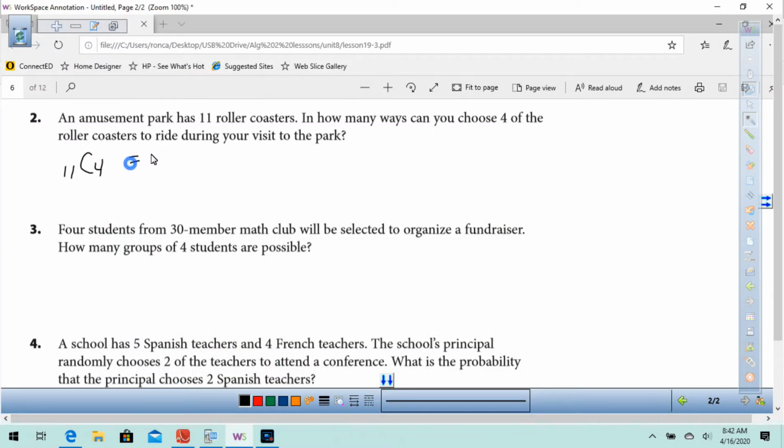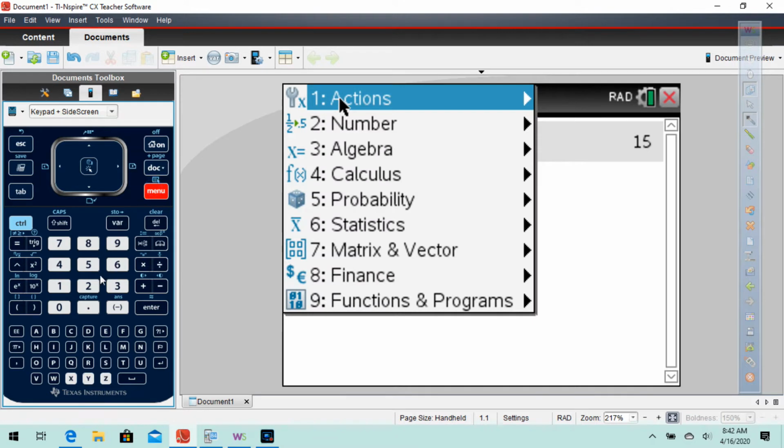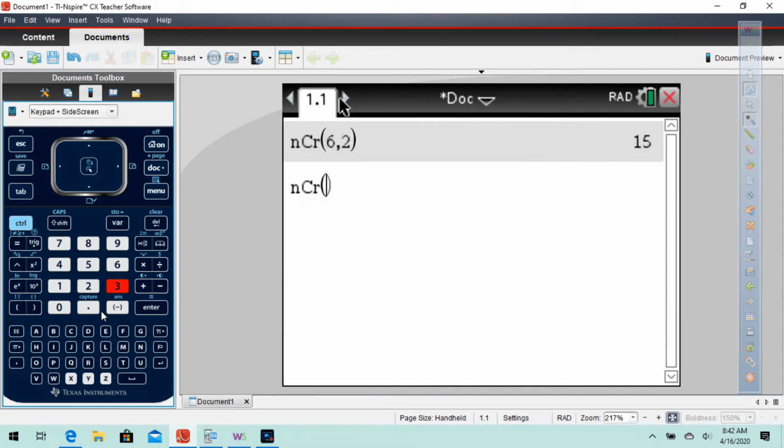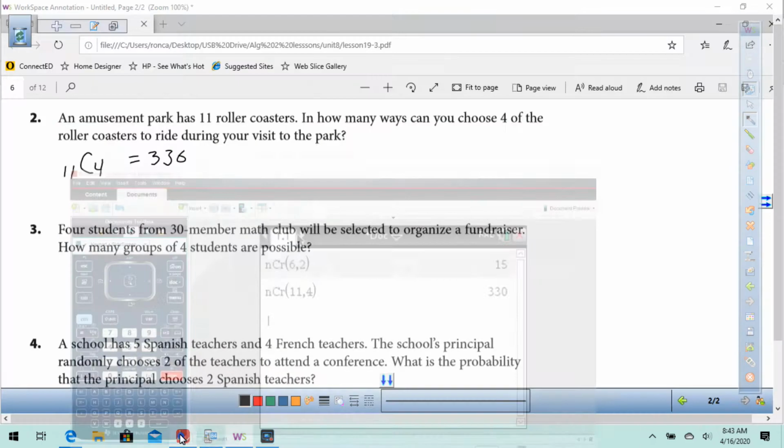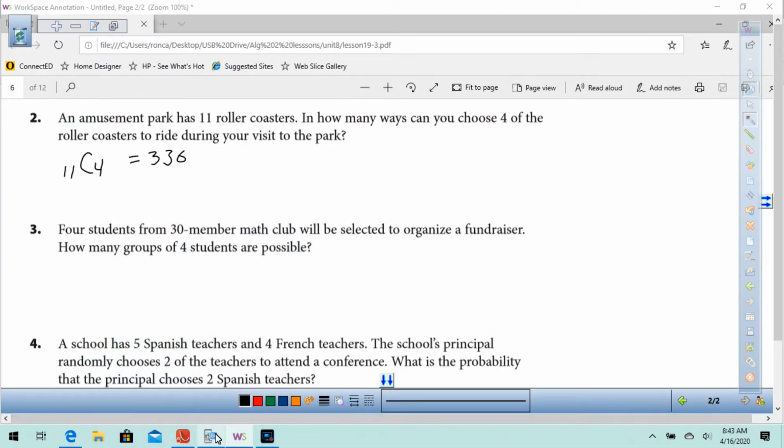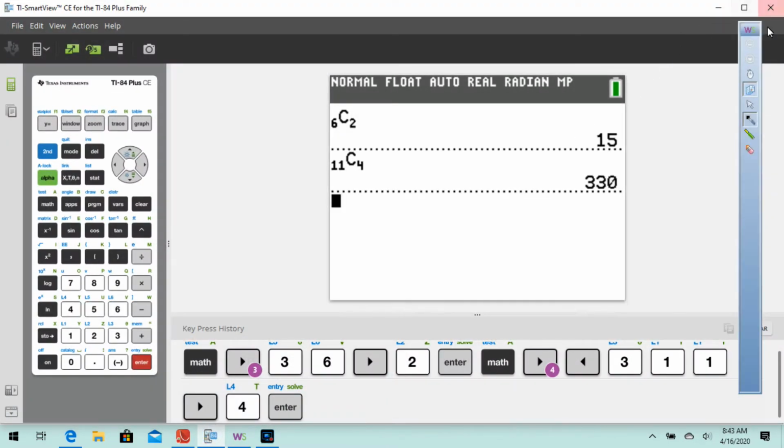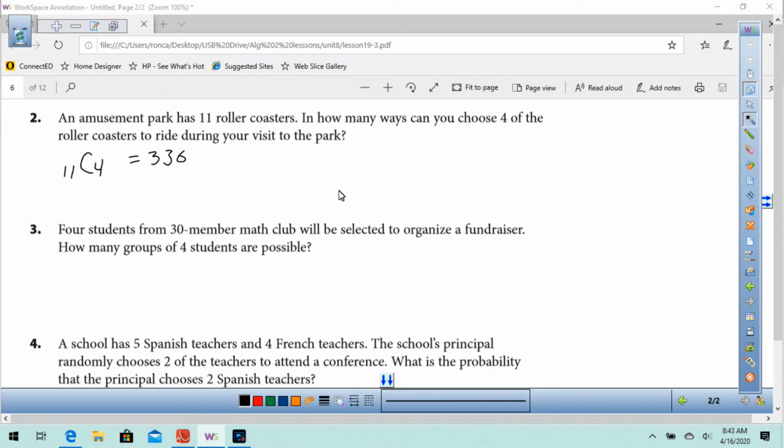So that equals 330. Let's try Inspire. Menu, 5, 3, 11, 4, and 330. Excellent. All right. You can come back to this and see how to use the TI-84. I'm going to shut it down. It makes my computer run slow when I run them both. So I'm going to shut it down.